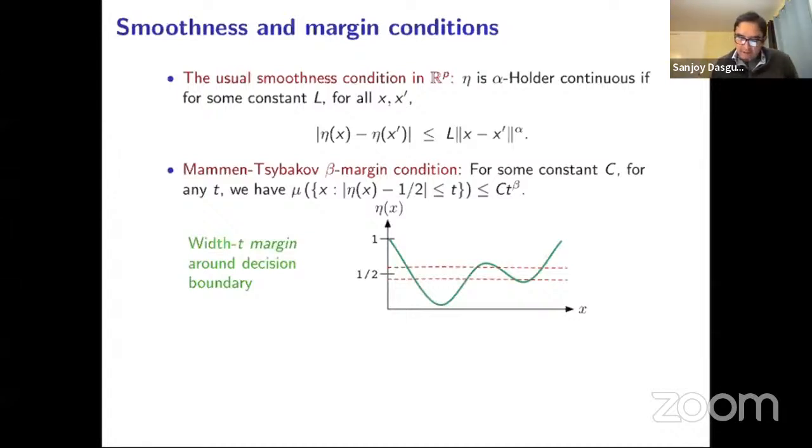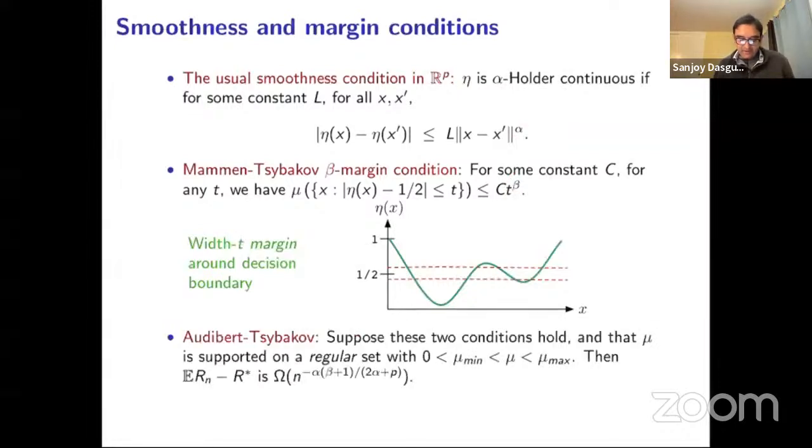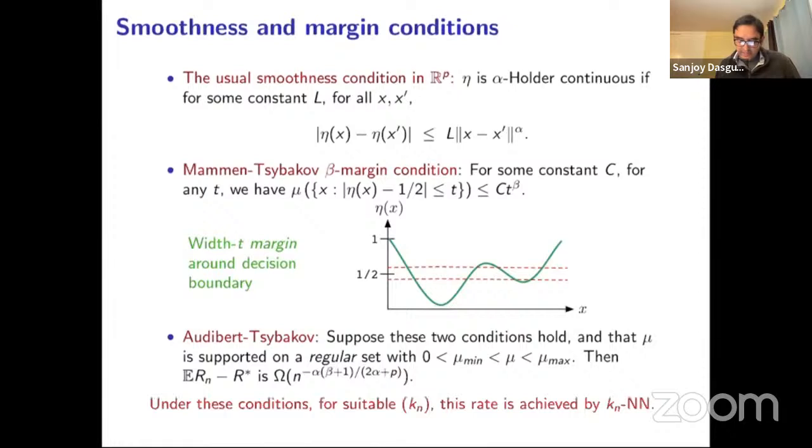So this gives two parameters, alpha and beta. And it was shown by Sivakov and Audibert that if these two conditions hold, then the best possible rate of convergence is this. You cannot do better than this rate, which depends on the dimension p, the smoothness parameter alpha, and the boundary condition beta. And one of the things that we showed is that k nearest neighbor actually achieves this minimax optimal rate.